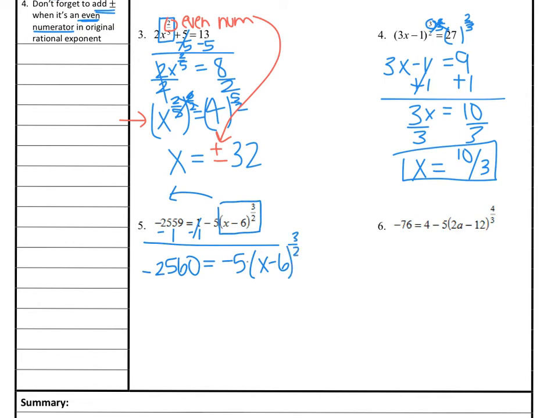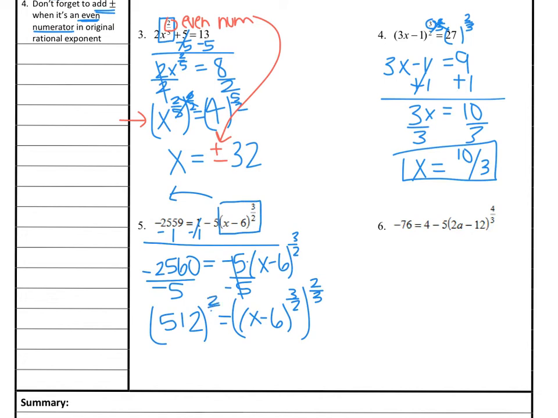All right, now these are attached through multiplication, so I'm going to divide both sides by the -5. And when I divide negative by negative, I get positive 512. And I end up with on the right side x minus 6 to the 3/2 power. All right, we're at the point where we have base to the fractional exponent. So we're going to raise this to the 2/3 power.